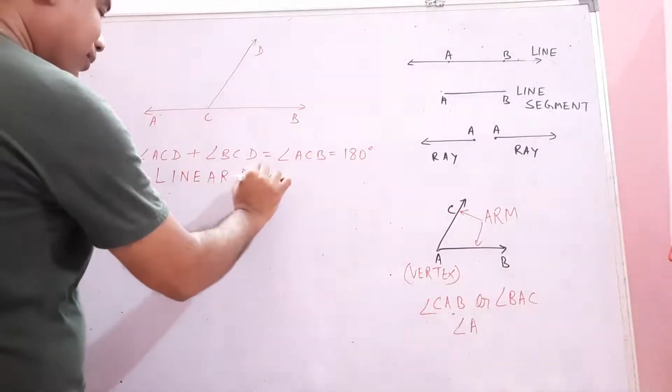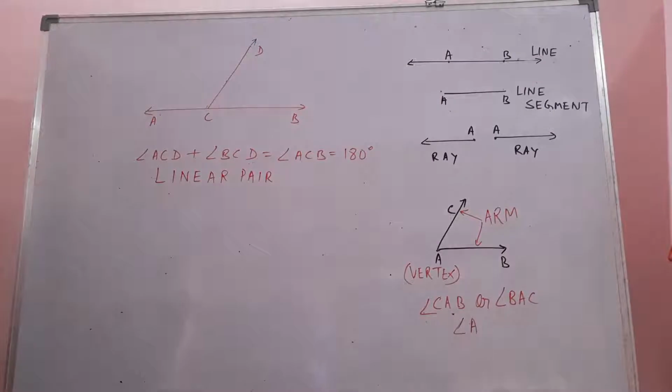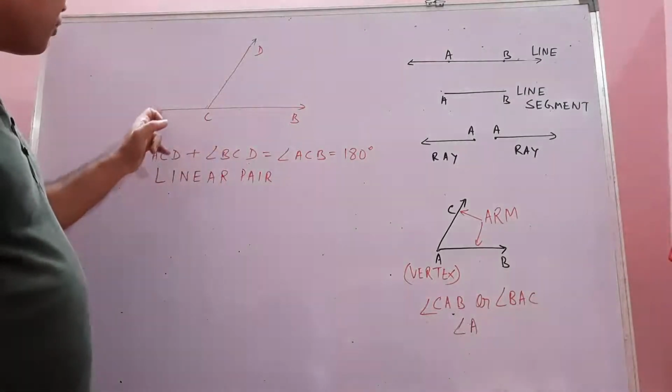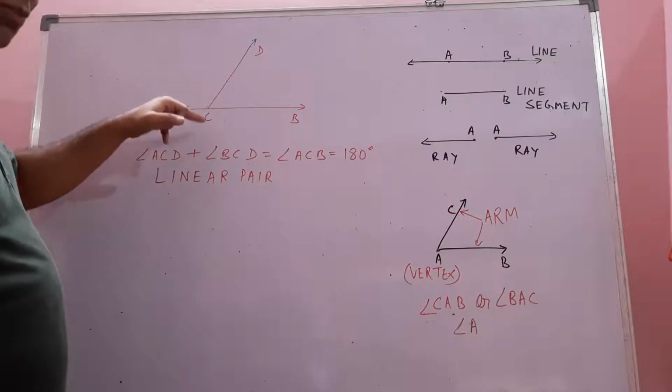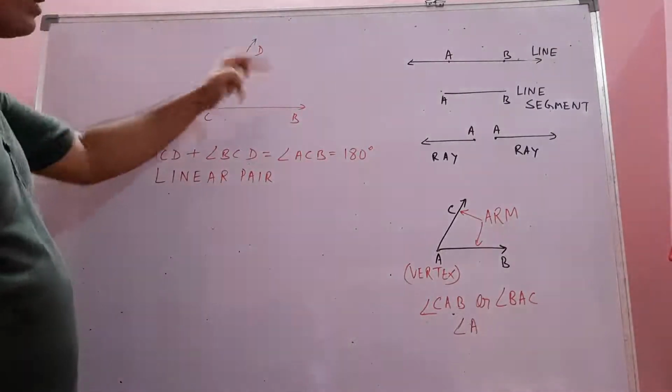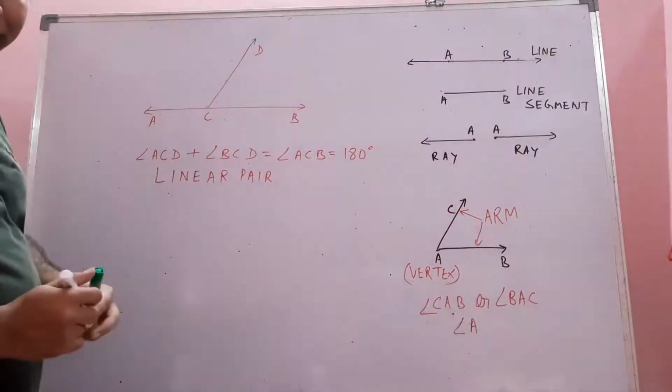Linear pair. Okay, linear pair means two adjacent angles whose sum is 180 degrees, or you can define it this way also: two adjacent angles whose non-common arms form a line, or two adjacent angles formed when a ray is standing on a line. Okay, clear?